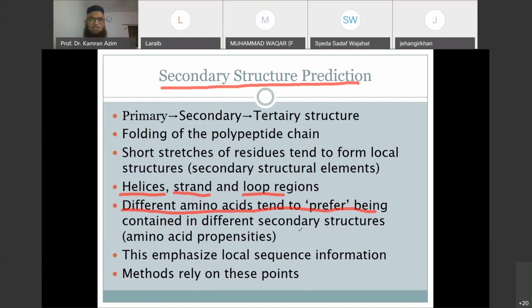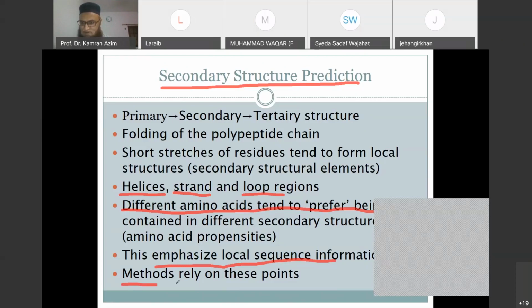Some amino acids like to be in alpha helices, some amino acids like to be in beta sheets, and so on. This is because of the emphasis on local sequence information. Several computer programs have been made and are available for predicting the secondary structure of proteins, and those programs basically rely on these methods.